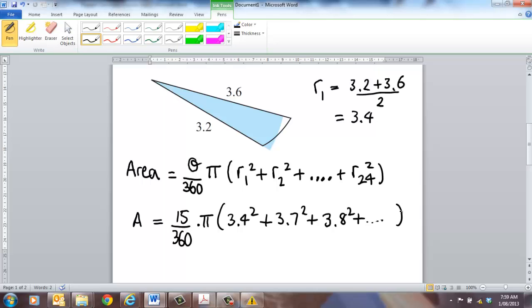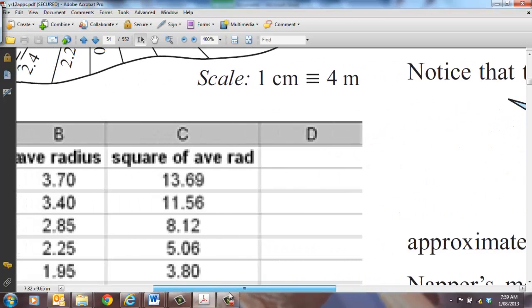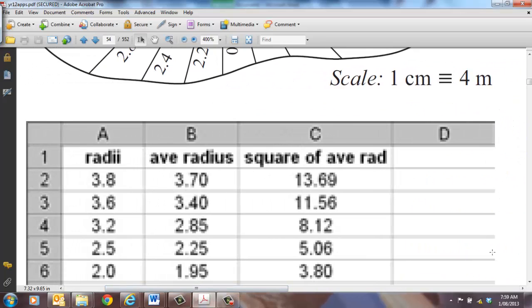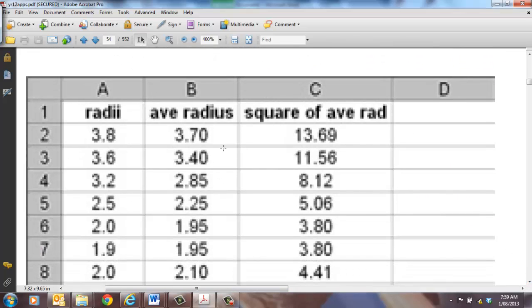The other option you can do for that, just to show off your higher level skills, is that there is in fact a spreadsheet that you can use. If I just scroll across, in your textbook there is a spreadsheet that goes through and does your average radius, you square that, then you add all those up and you can times by the constant. So if you want me to help you set that spreadsheet up, I'm more than happy to do that.